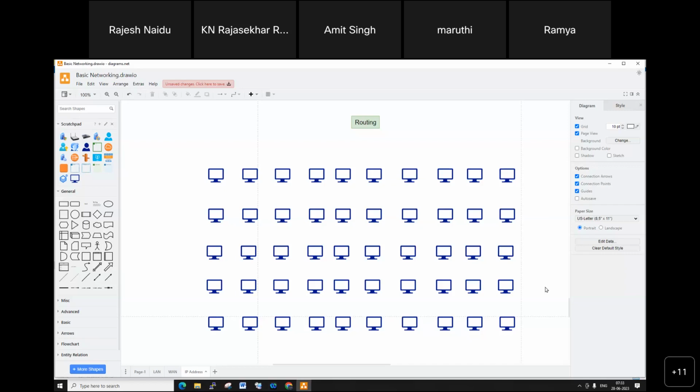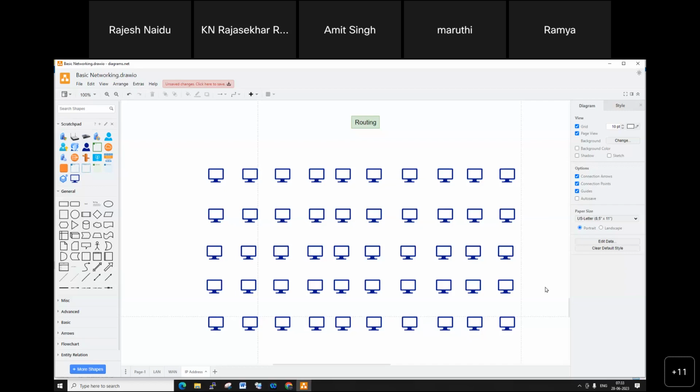Yes, sir. Right. The next concept is whether this network is a LAN network or a WAN network, which we need to consider. Are these systems LAN or WAN? Yes, it is a LAN. It is not a WAN. Let's take the example of a call center.